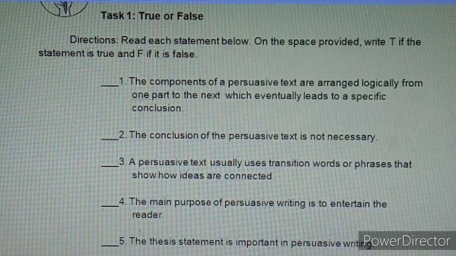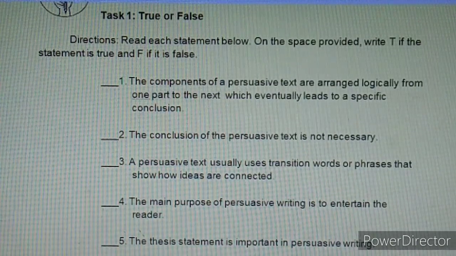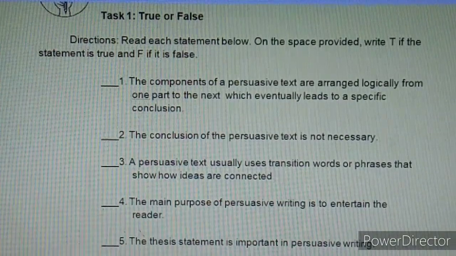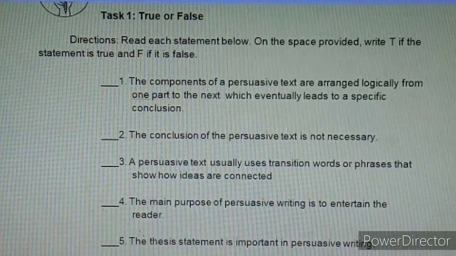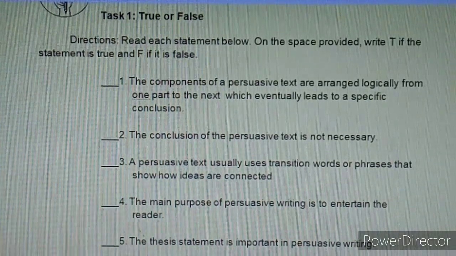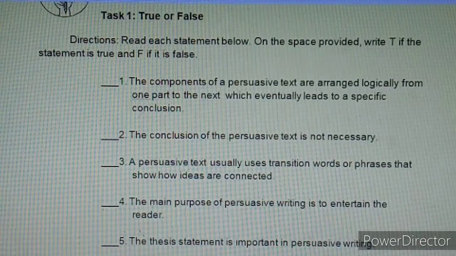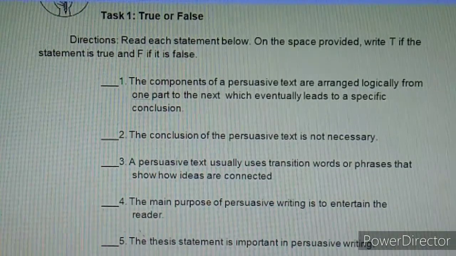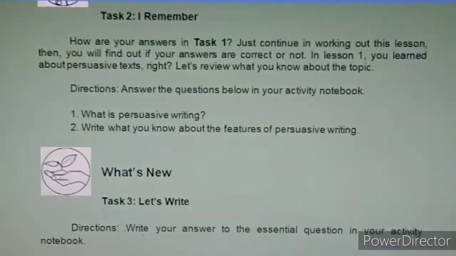Number 4. The main purpose of persuasive writing is to entertain the reader. What do you think is the answer for number 4? The correct answer for number 4 is F. Now, number 5. The thesis statement is important in persuasive writing. The correct answer for number 5 is T. So that's all for Task 1, True or False.